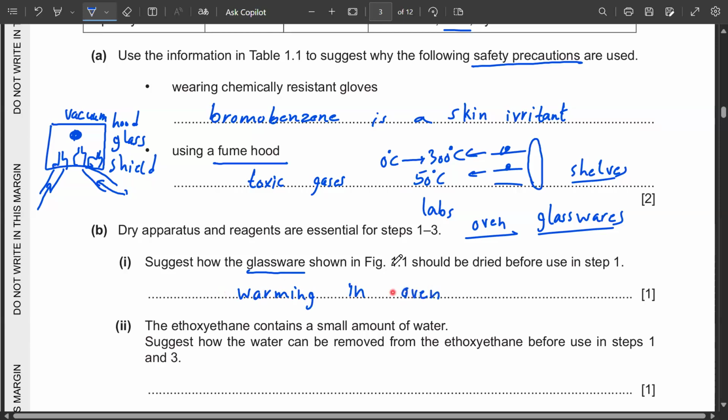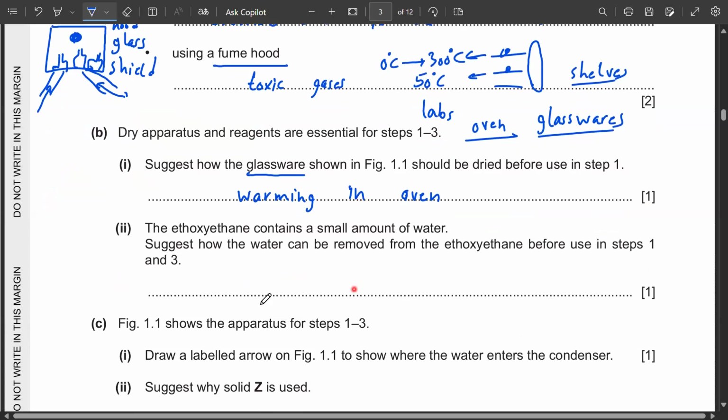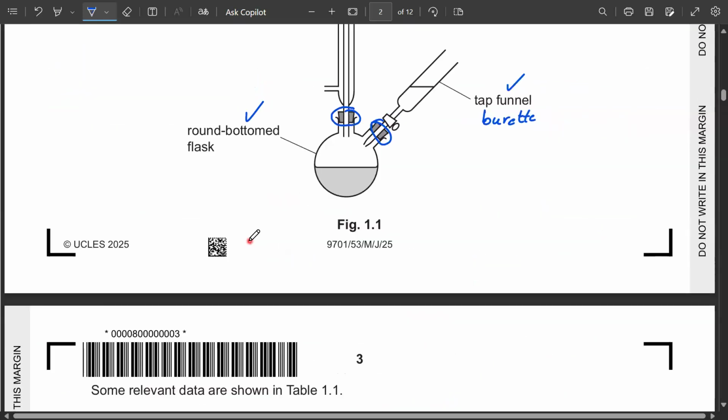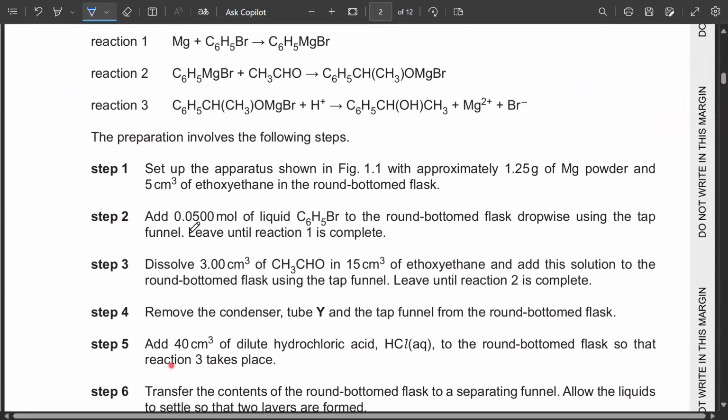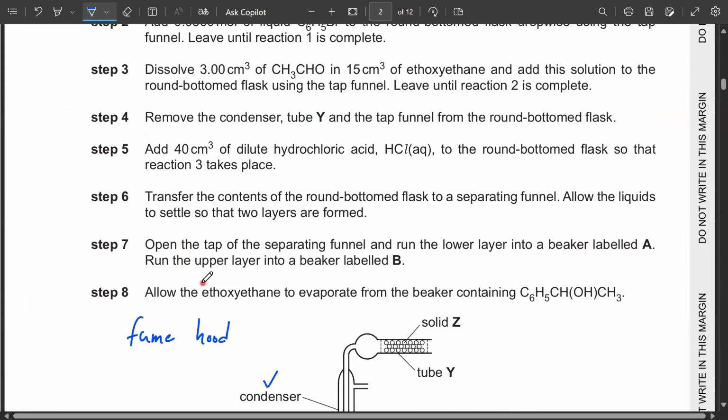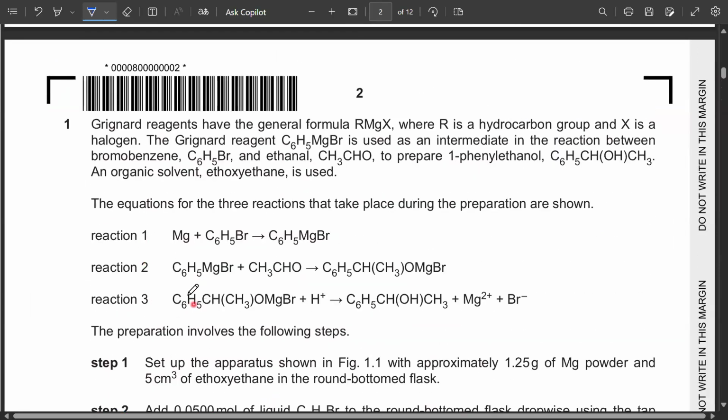All right, it is clear. We just warm them in the oven. Then second, the ethoxyethane contains a small amount of water, suggests how the water can be removed from the ethoxyethane before use in steps 1 and 3. The ethoxyethane was mentioned over here, in the whole of these steps. They said the organic solvent ethoxyethane is used.